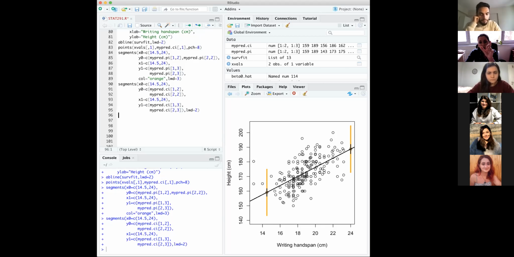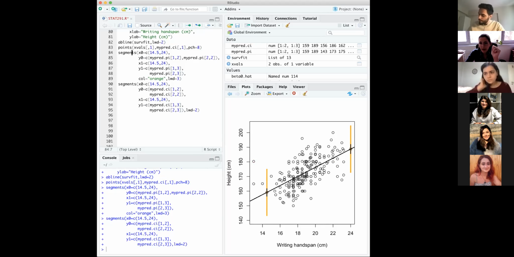So the first of the two segments lies on the PIs, the prediction intervals. They are the orange lines. And the second one is the CIs. They are shorter vertical black lines. Okay? So we can do that for all observations.